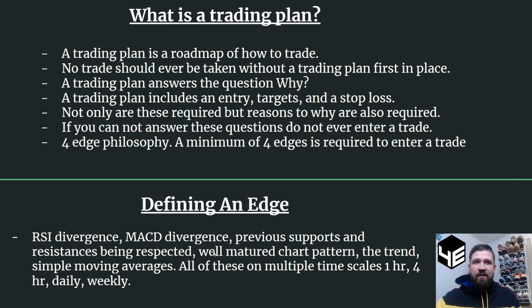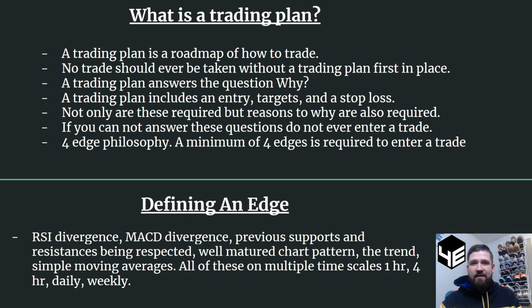What is an edge? RSI divergence, MACD divergence, previous supports and resistances being respected, well-matured chart patterns, the trend, which is your friend to the end. Never go against the trend. That's the number one rule. The trend is most important. Simple moving averages. You want to have all of these on multiple time scales. The 1 hour, the 4 hour, the daily, and the weekly is what I personally use. You want to have at least 2 or 3 of these.